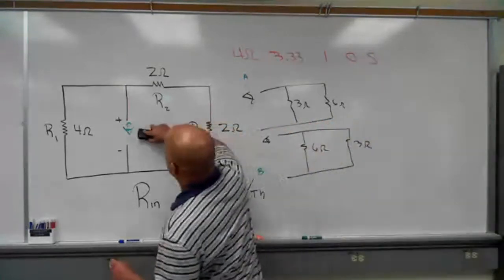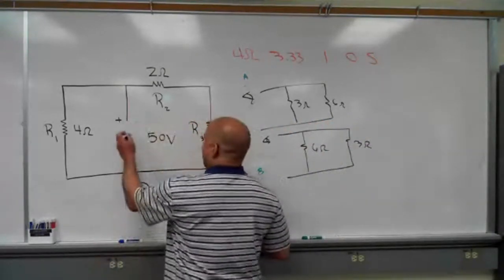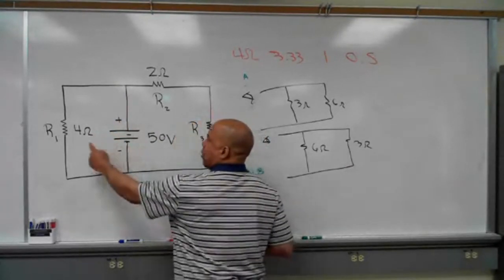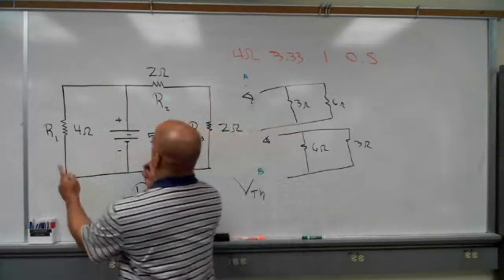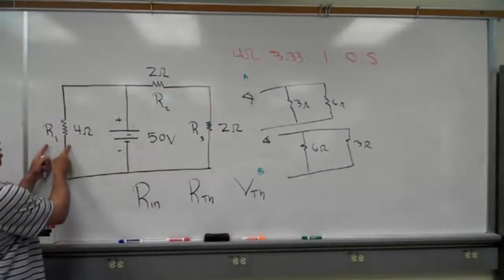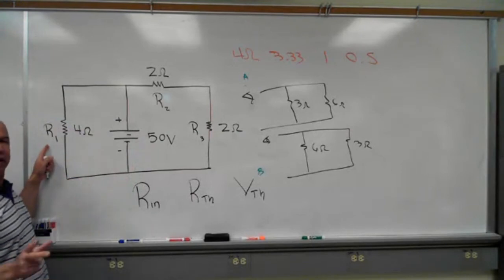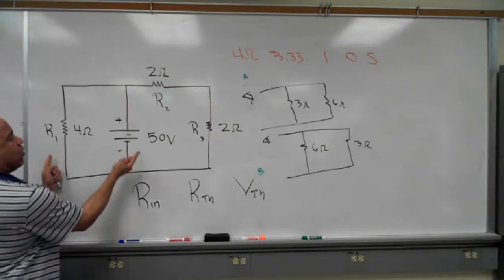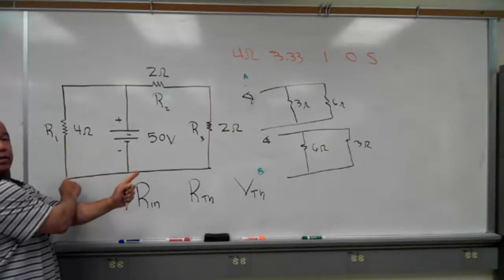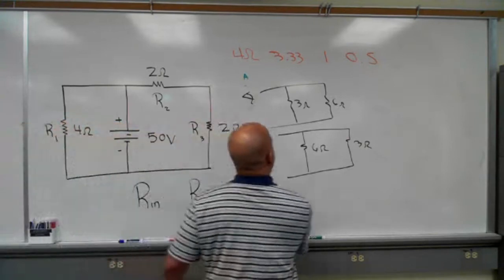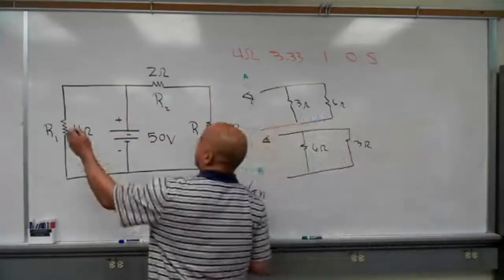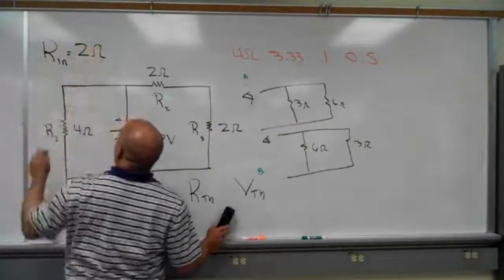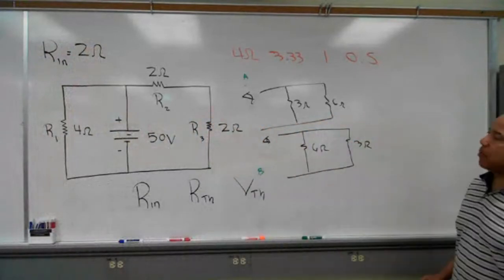So if you wanted to, you can think of it like this. The battery and R1 are in parallel, so you're allowed to switch these around. If you put the battery over here, this will look like circuits that we're used to working on. It'll probably make it a little easier. I'm not going to do that, but you could do that if you wanted to. Things in parallel, the order doesn't matter, so I can just move these around. I'm going to leave it like this for a reason, though. So we got the input resistance of 2 ohms, 4 parallel with 4.